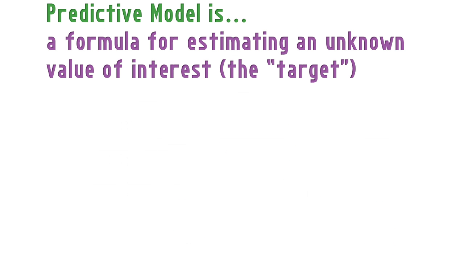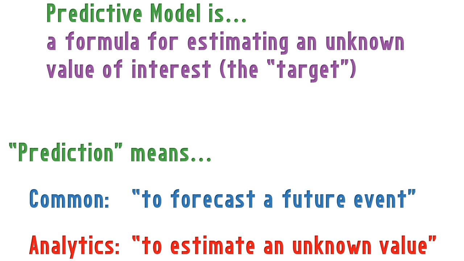A predictive model is a formula for estimating the unknown value of interest. The formula could be mathematical, or it could be a logical statement like a rule, or it could be a hybrid of the two. In common usage, prediction means to forecast a future event. In analytics, prediction means to estimate an unknown value.